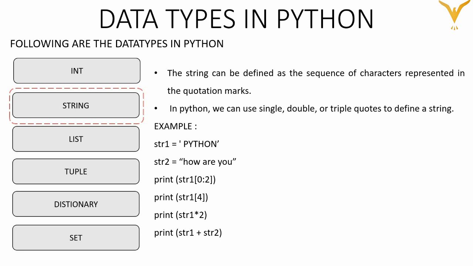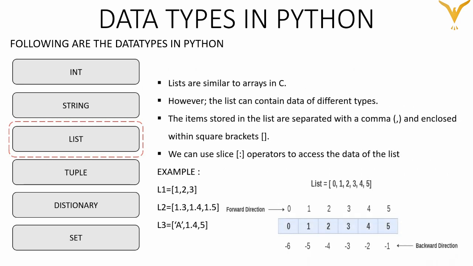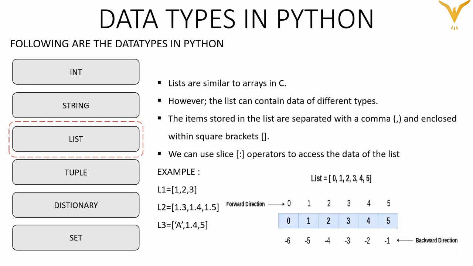Now what is list? A list is similar to arrays in C. However, the list can contain data of different types. Now, as you have learned variable before, what is variable? Variable is a name given to the memory location, and in a variable at a time we can store only one value. We cannot store multiple values. And second thing, in a variable we cannot store values of different data types, right? So these are some of the disadvantages of variables.